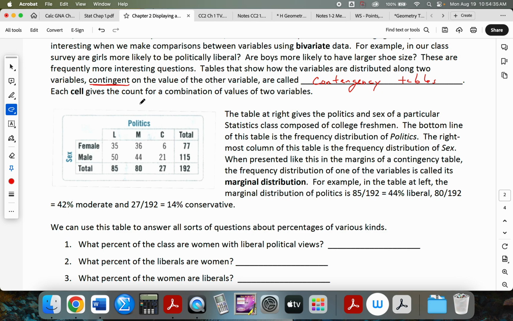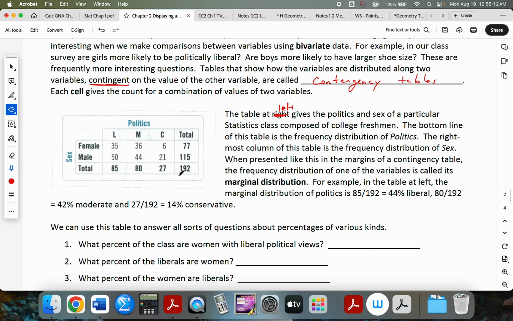Each cell gives us a count for a combination of values of two variables. The table at left gives the politics and the sex of a particular statistics class composed of college freshmen. The bottom line is the frequency distribution of politics. So it shows you the frequency of the three different political views: liberal, moderate, and conservative.